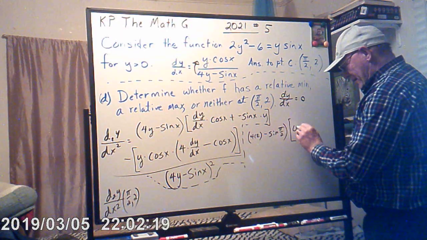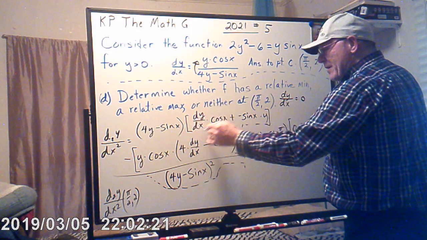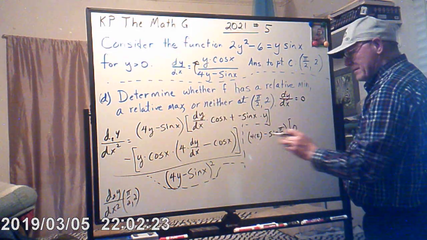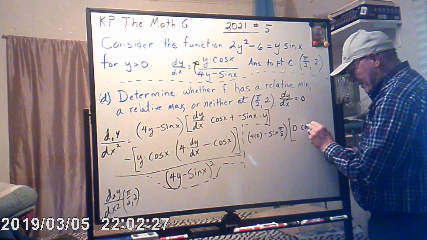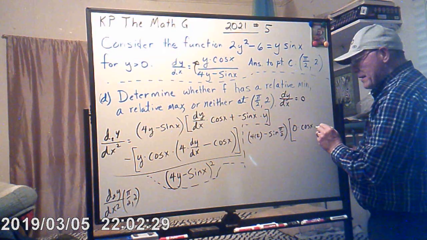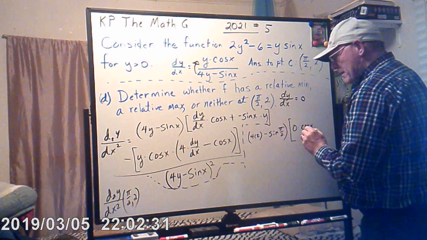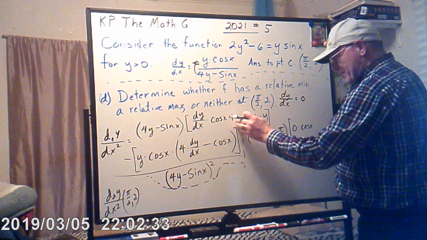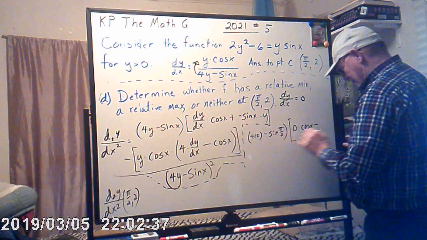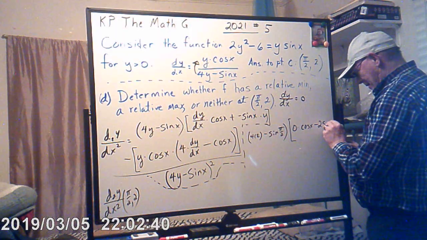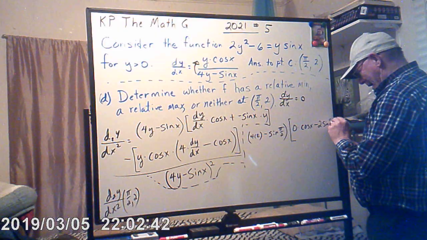Alright, now this is 0. Remember, dy over dx is 0. That's the one good part about it. Cosine x, minus plus negative is minus, so minus sine, well, let's put the y in front, 2 sine pi over 2.